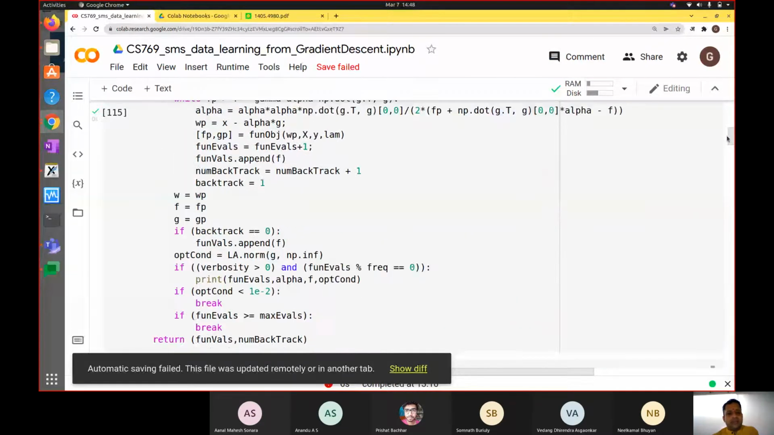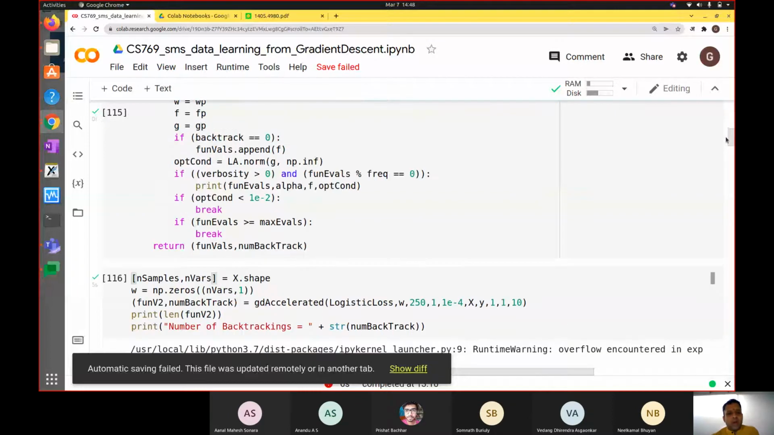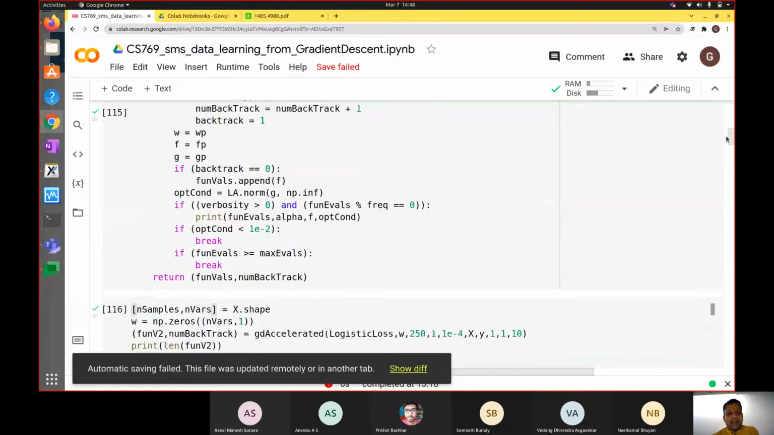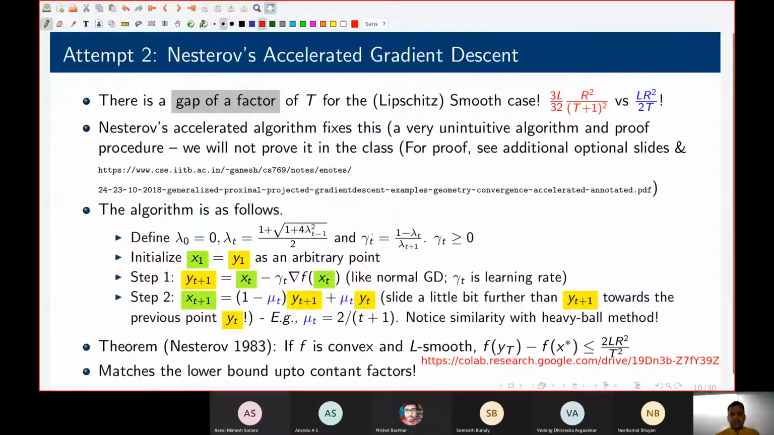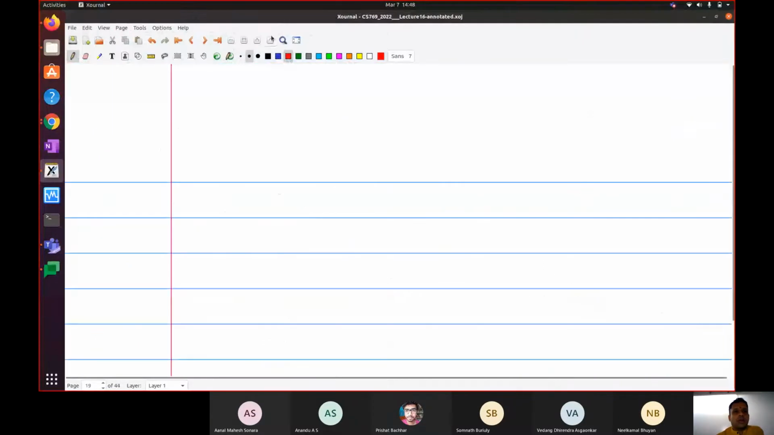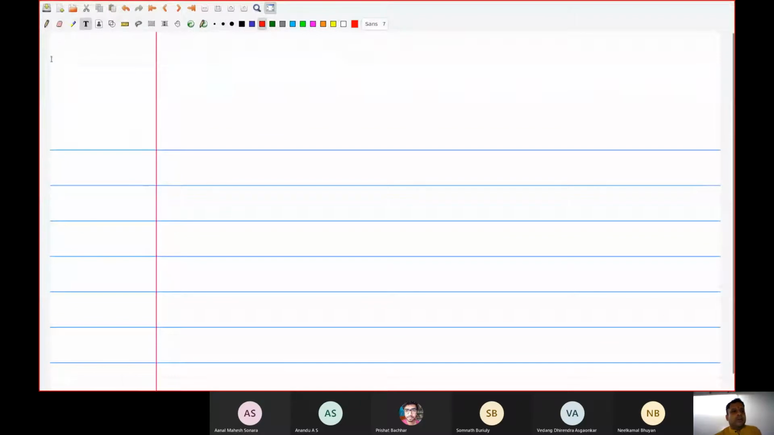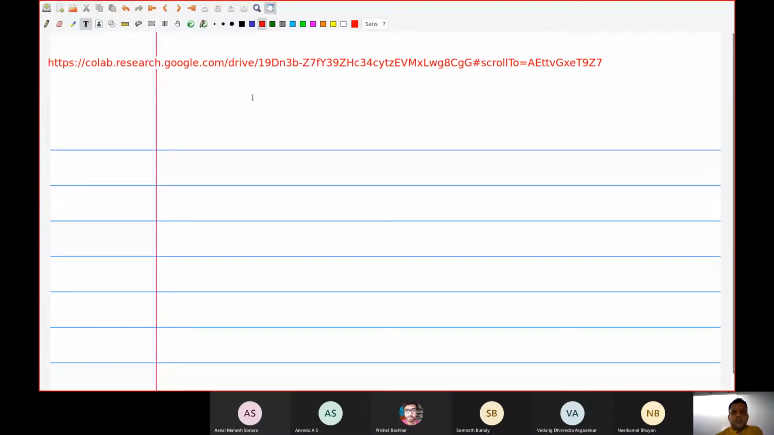So it's pretty much the same. And now, by the way, there's something called backtracking. What I didn't talk about is backtracking. The moment you do line search, you're basically searching. So I'm going to refer to this here.